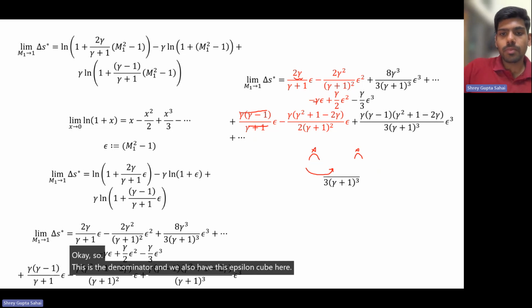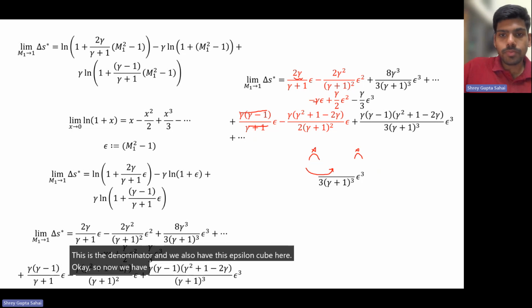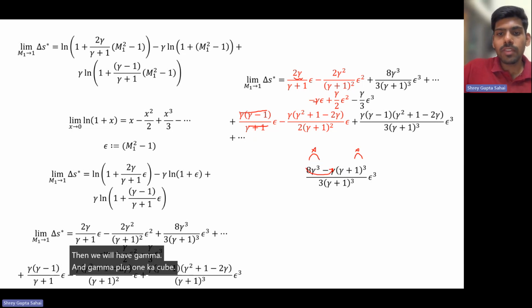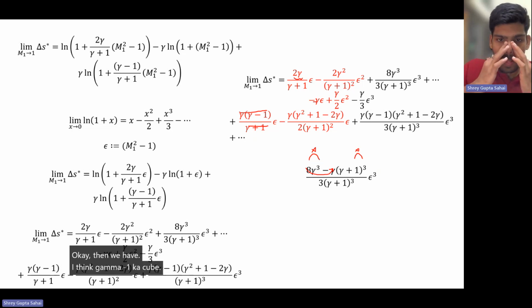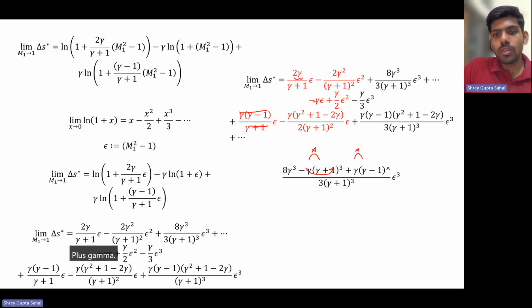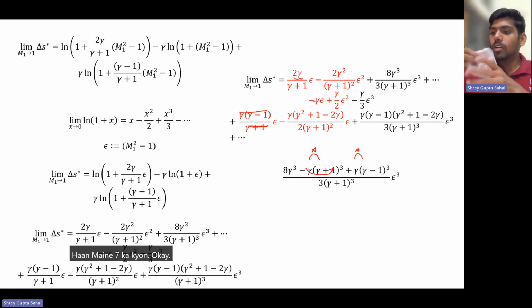Okay. So now we have 8 gamma cube, then we will have gamma and gamma plus 1 whole cube. Okay, then we have, I think, gamma minus 1 whole cube. What? Plus gamma minus 1 whole cube.